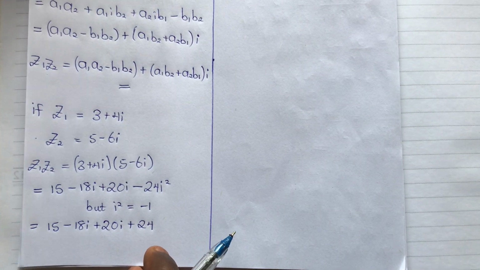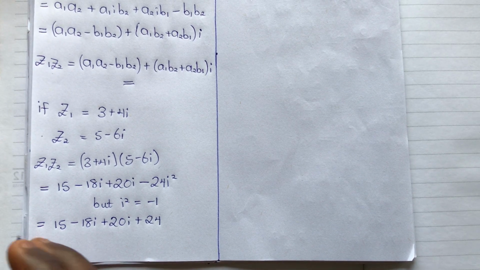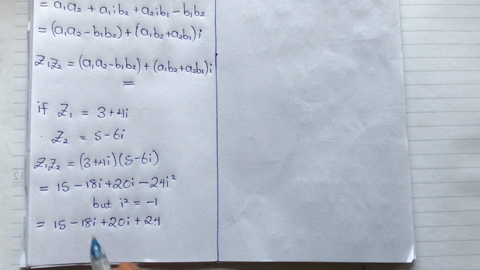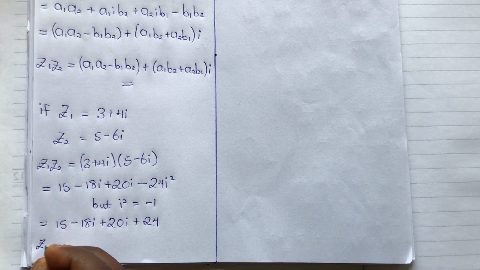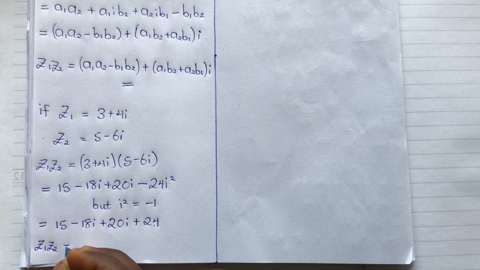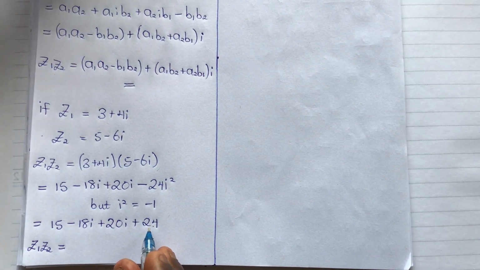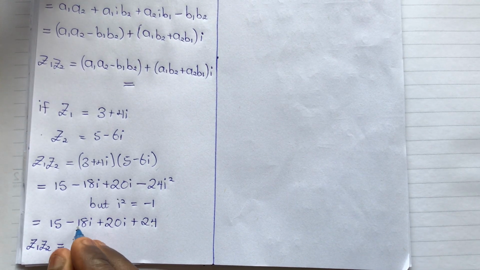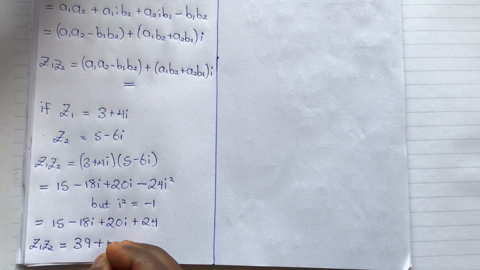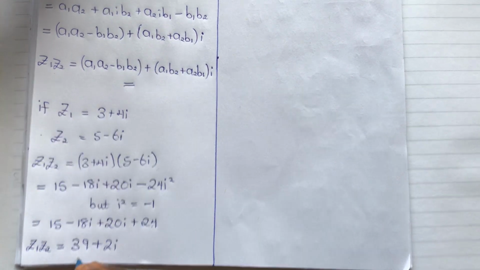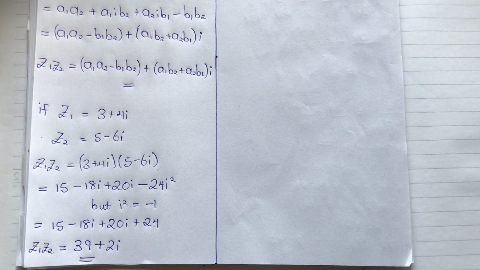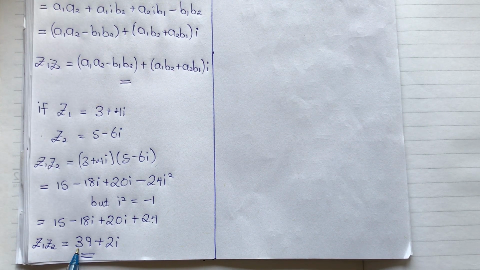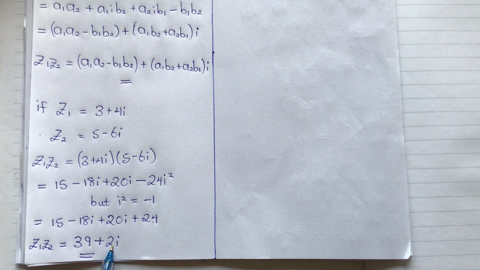So we just have to add all reals and all imaginary parts. We add this and this together, and we add this and this together. So Z1Z2 gives us 15 + 24, which is 39, and then when we add the imaginary parts, we get plus 2i. So we end it here. This is the solution: this is now the real part, and this is the imaginary part.